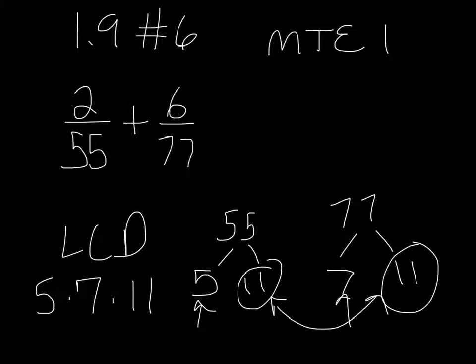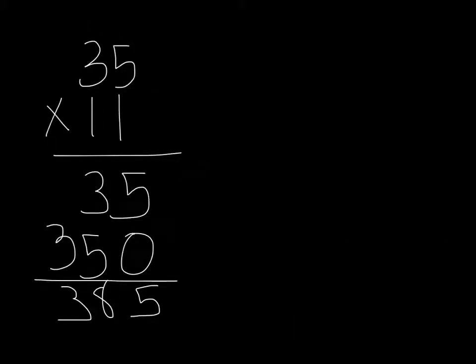All right, so it's 2 over 55 plus 6 over 77. Since we don't have calculators, we've got to do it the old-fashioned way. 5 times 1 is 5, and then 3 times 1, 3. Add it together, and we get 385.